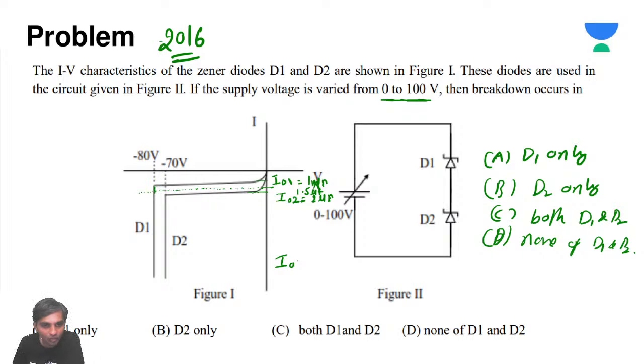This diode has already broken down. What is this diode? This diode is the D1 diode. Sir, understand it very carefully. See, before diode D2 breaks down, diode D1 has already broken down. Then what is the breakdown voltage of diode D1?